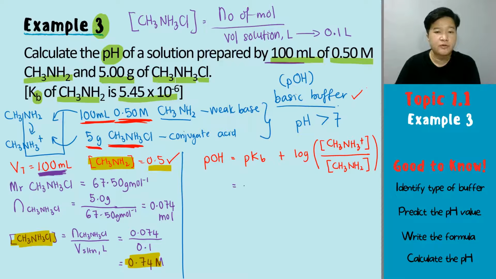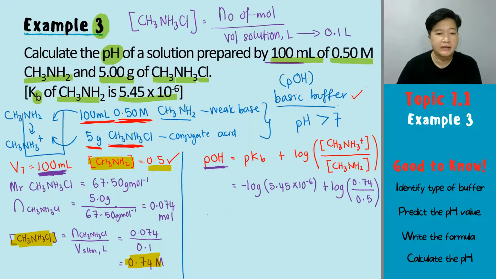pOH equals negative log of the Kb. Kb given 5.45 times 10 to the power of negative 6, plus the log of the concentration of your conjugate acid, 0.74, over the weak base, 0.5. And then press your calculator very, very correctly. Then you should be able to get your answer over here, 5.43.